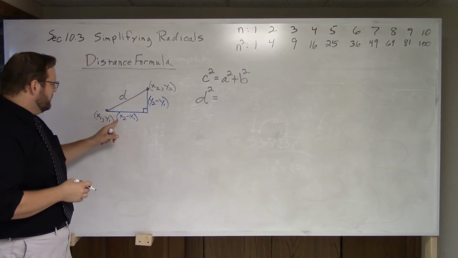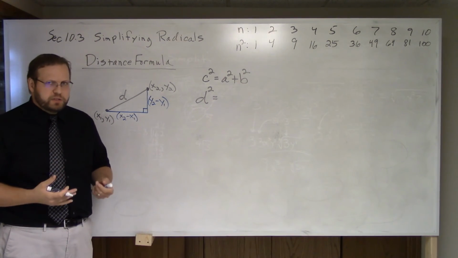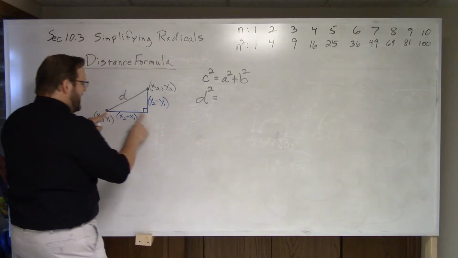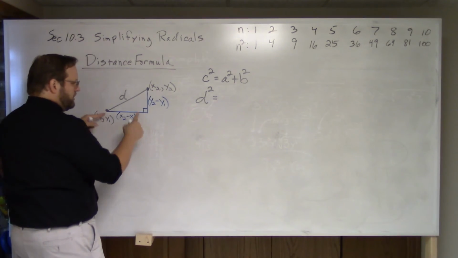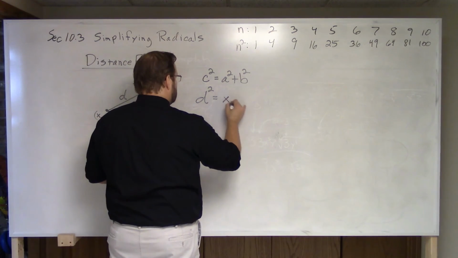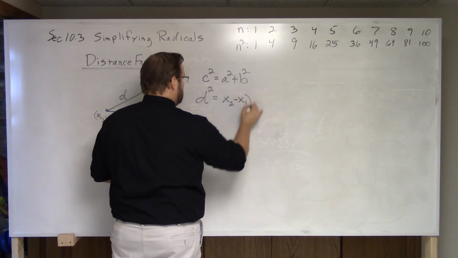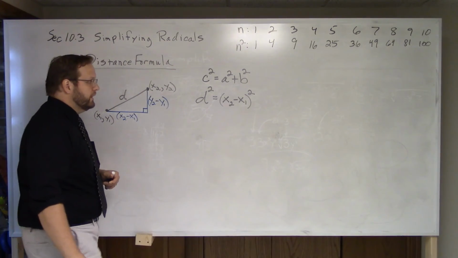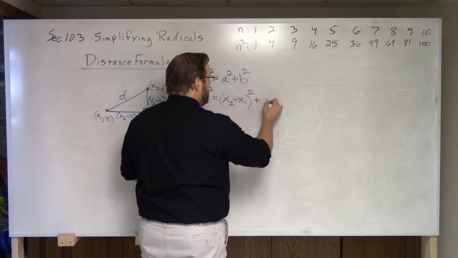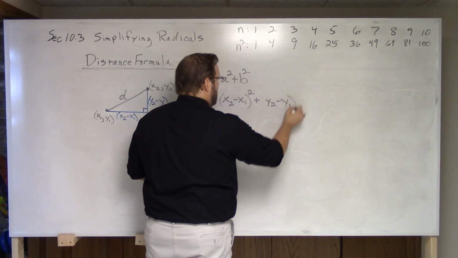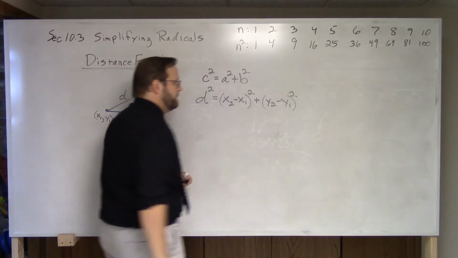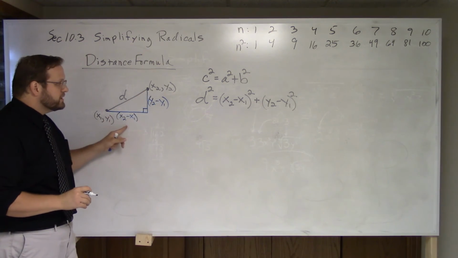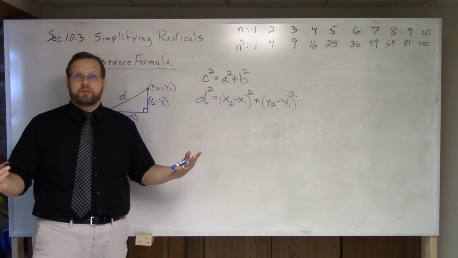Okay? Now, these sides, it doesn't matter which is a, which is b. I'm going to start with the x's, then go to the y's. So this one side, instead of calling it a squared, I can call it x2 minus x1 squared. Okay? And then the b would be y2 minus y1 squared. All I did was take these more specific expressions and plug them into the general Pythagorean theorem.